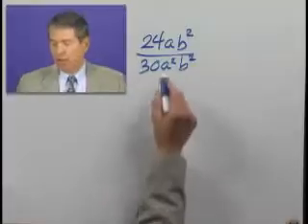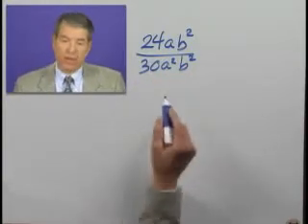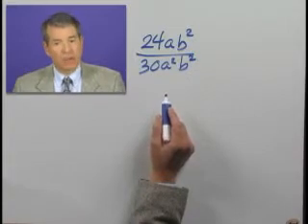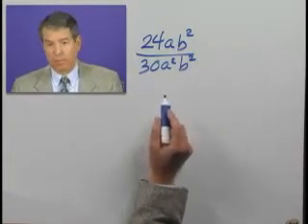What is an algebraic fraction? It's a fraction just like divisions you've seen before, except it has variables in it, symbols, and not just numbers. For example, look at 24ab squared divided by 30a squared b squared. That's an algebraic fraction. It's a fraction with algebraic symbols in it.